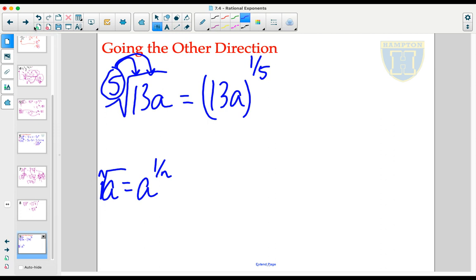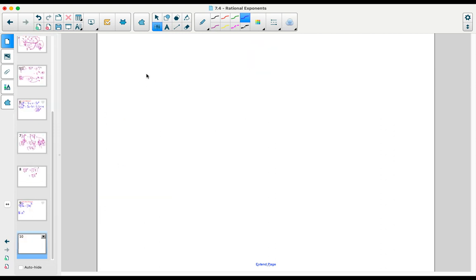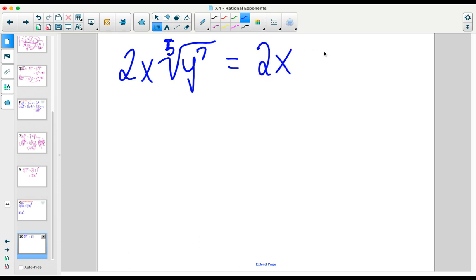Let's contrast that to another example, 2x times the fifth root of y to the 7th. In this example, only the y to the 7th is having its fifth root taken. So when I go to write its fractional exponent expression, I'm going to leave the 2x as being separate, and it's y to the 7th only who's going to get that 1/5 power.